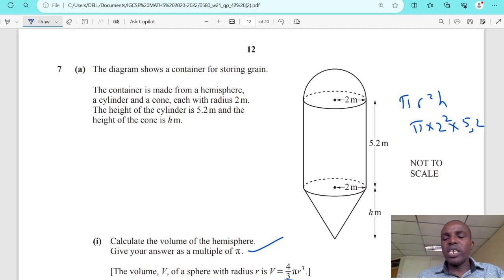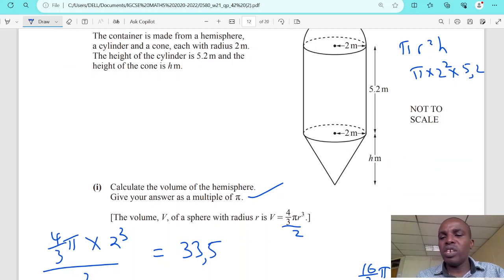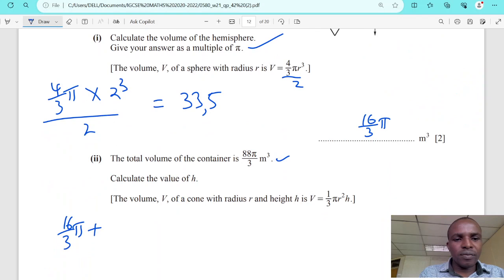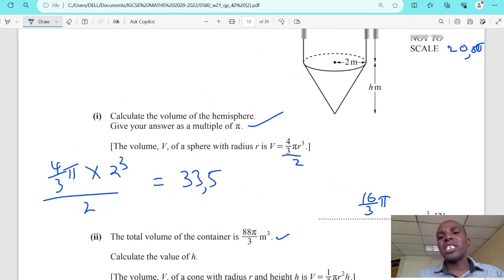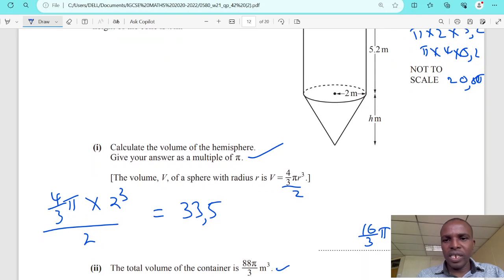Yes. What is this one? Pi times, it will be pi times 4 times 5.2. 4 times 5.2, 20.8. 20.8 pi. Plus volume of the cone is this one. It's 1 over 3 pi r squared h. That's the volume of the cone.